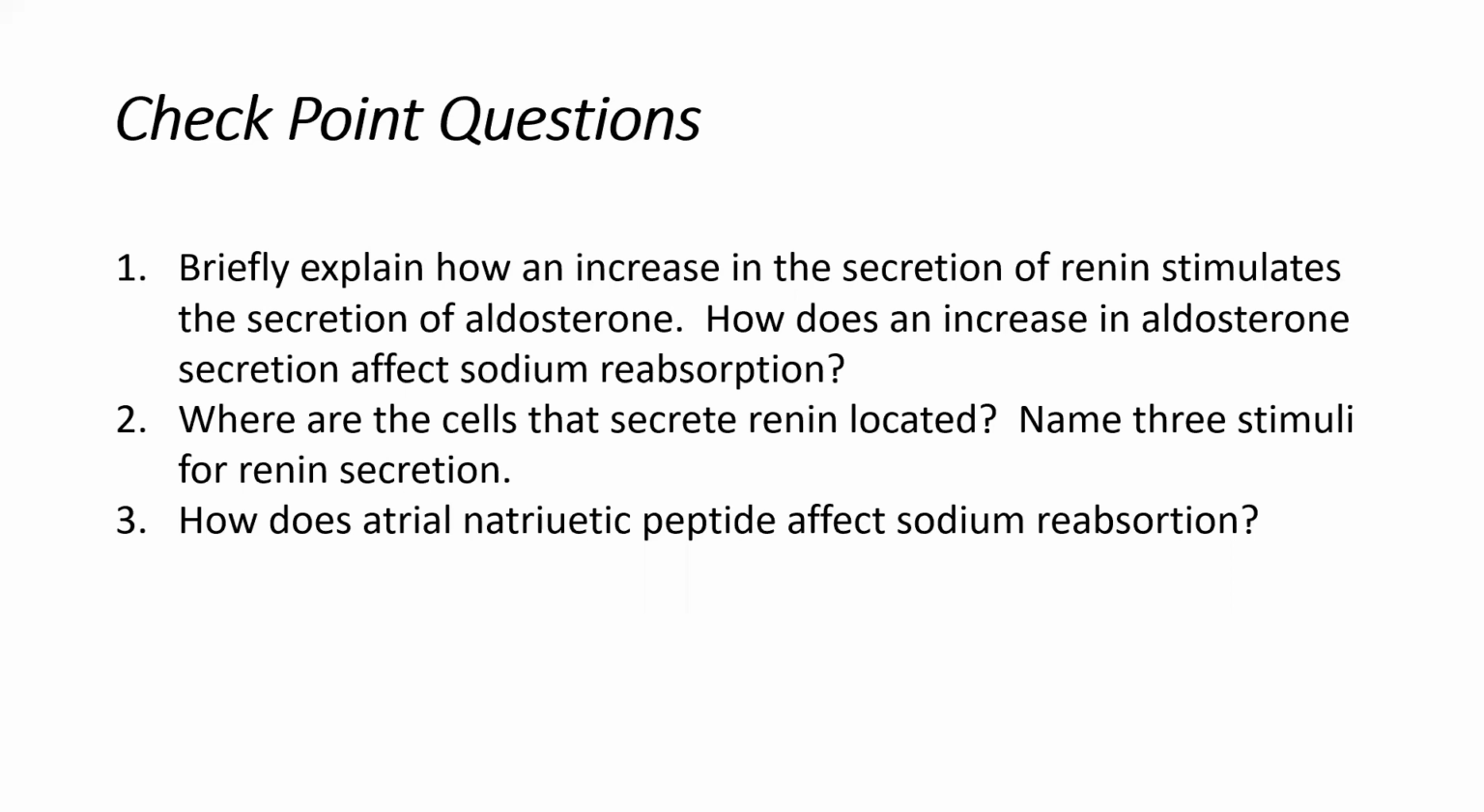Okay. Another important thing we talked about was the RAAS system. So really make sure you understand the RAAS system. Renin coming from those JG cells, or also called granular cells. Renin stimulating the angiotensinogen to be converted to angiotensin 1. Angiotensin 1 converts to angiotensin 2 by ACE, so angiotensin converting enzyme, and then angiotensin 2 having several different responses, all in an attempt to increase mean arterial pressure.